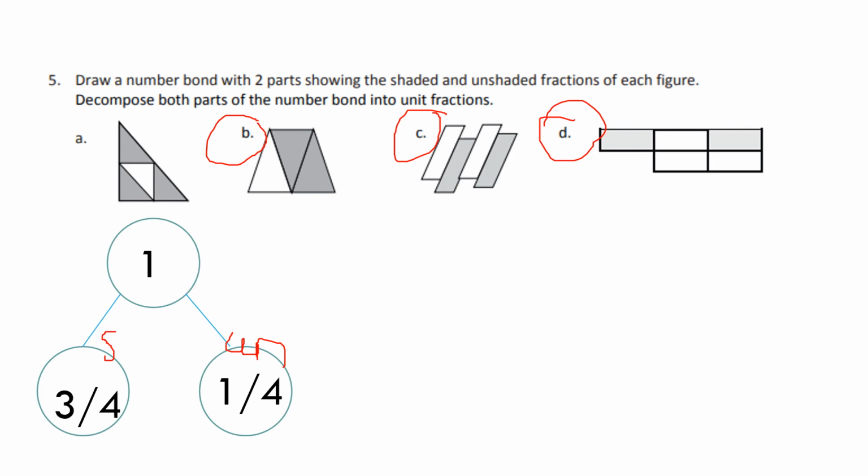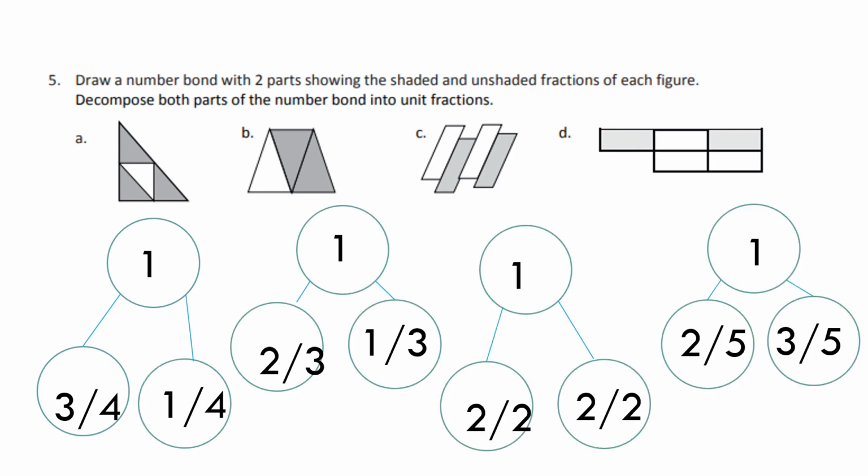All right, and we are going to go over the answers now. If you need more time, just press pause. So as you see, for B, we have 1 whole, 2/3 are shaded, 1/3 is not. For C, we have the 1 whole on top, 2 halves are shaded and 2 halves are not. And for D, we have 2/5 are shaded, 3/5 are not.